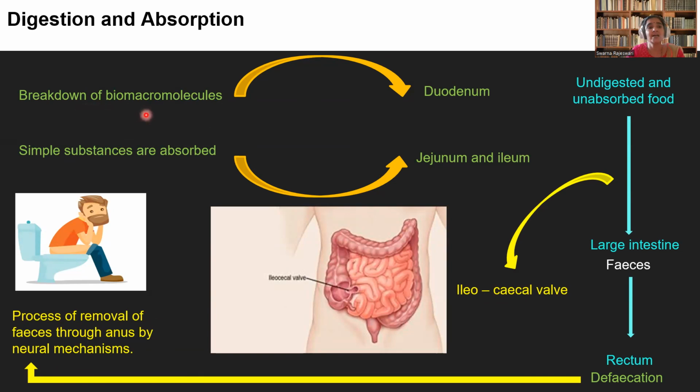Again, I will repeat. The breakdown of the macromolecules takes place in the duodenum of the small intestine, and the absorption of the molecules takes place in the jejunum and ileum of the small intestine, and the undigested food is sent to the large intestine, then to the rectum, and it comes out through the anus in the form of defecation.